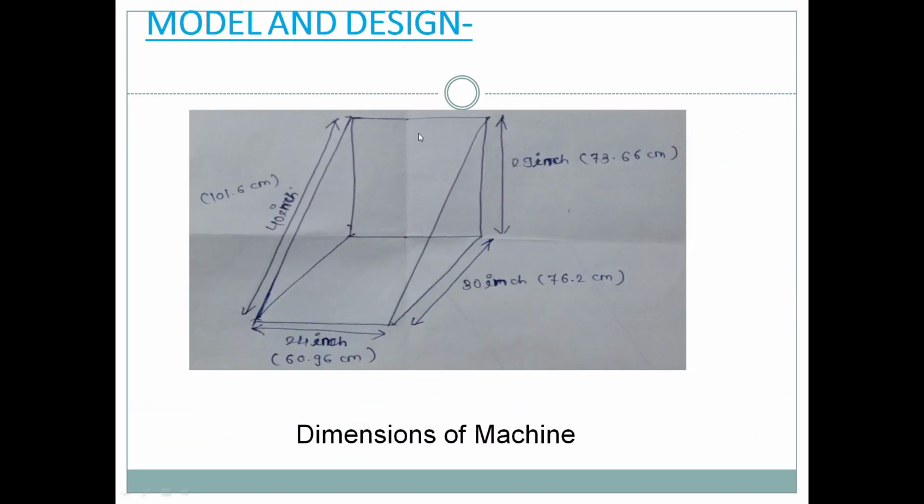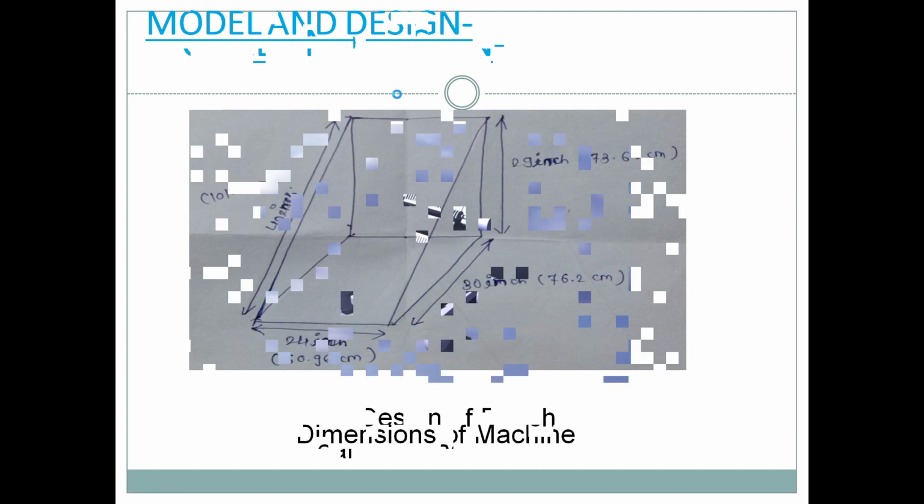So this is a model of our project. Model and design. This is the dimension. You can see here, this was drawn before the starting of the project. The length of this project is 30 inch, the width is 24 inch, and the height of our project is 29 inch, and the inclined height you can see here is 40 inch. So this was the overview of the dimensions of our machine.